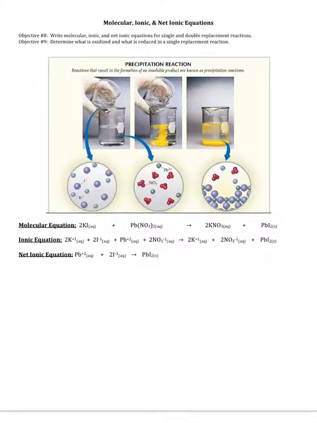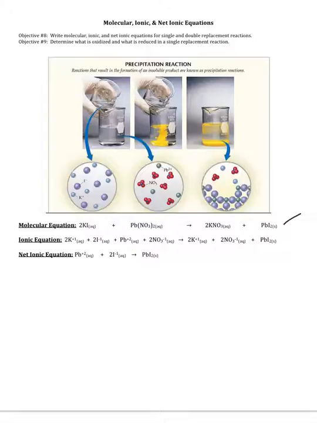In this video, we are going to write molecular, ionic, and net ionic equations for single and double replacement reactions. And then we will look at single replacement reactions to determine what is oxidized and what is reduced. A molecular equation, whether it's a single replacement or double replacement reaction, is just the regular balanced chemical equation.